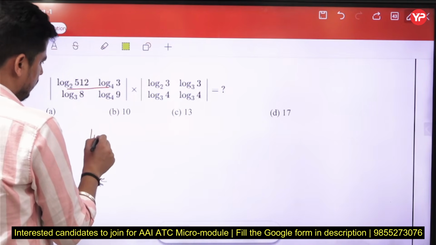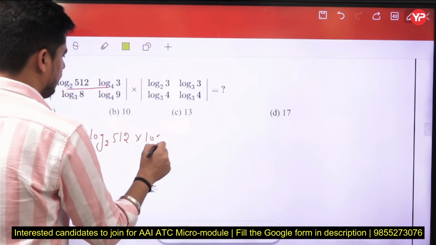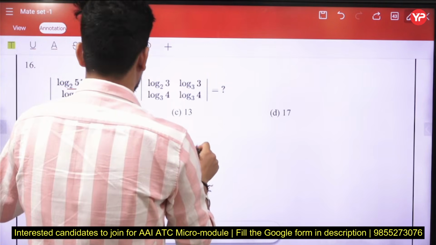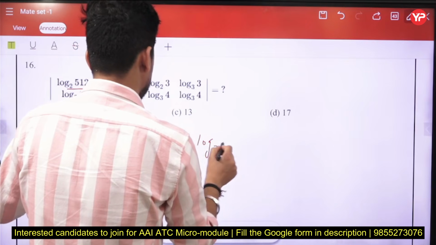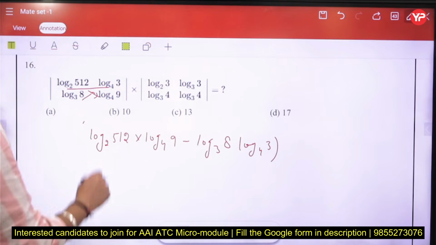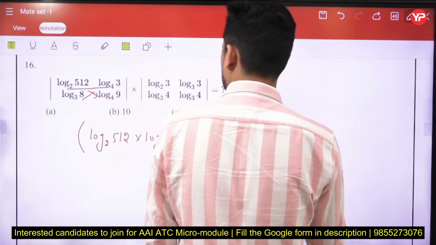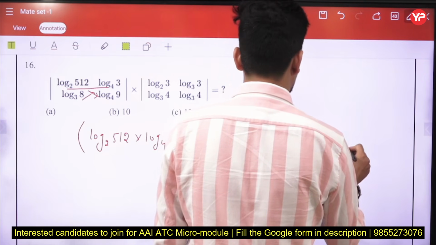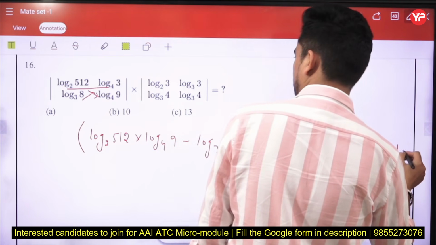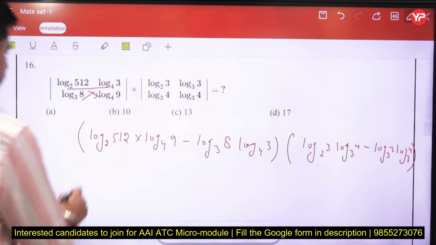This determinant is log of 2 base 512 multiplied by log of 4 base 9, right? Multiply this one here and then minus log of 3 base 8 and log of 4 base 3, multiplied with how much? Log of 2 base 3, log of 3 base 4 minus log of 3 base 3, log of 3 base 4. So that is what we have after multiplying. So let us write it.